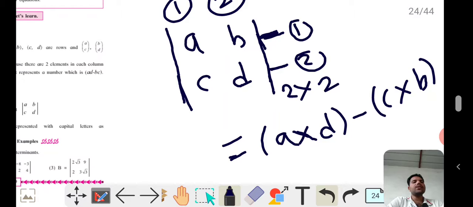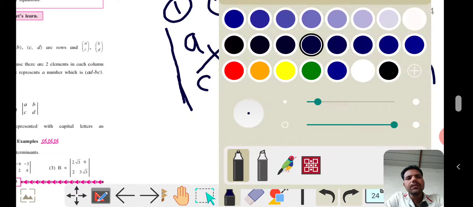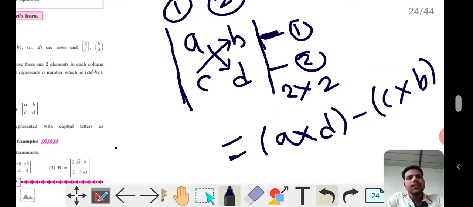Let's see some examples of how to solve determinants. We take the cross multiplication like this, or like this, and then we take the difference between these multiplication values, and if we solve this, we get the final value of our determinant. So let's see the examples.